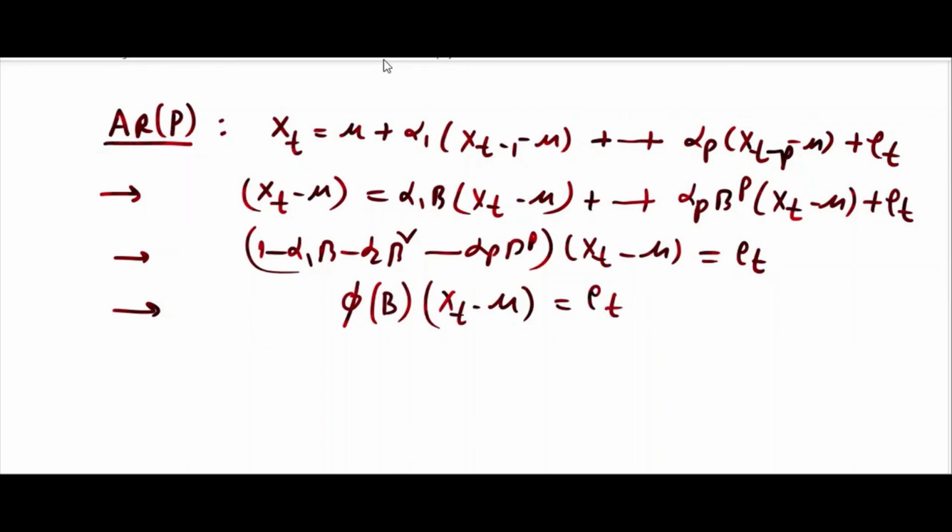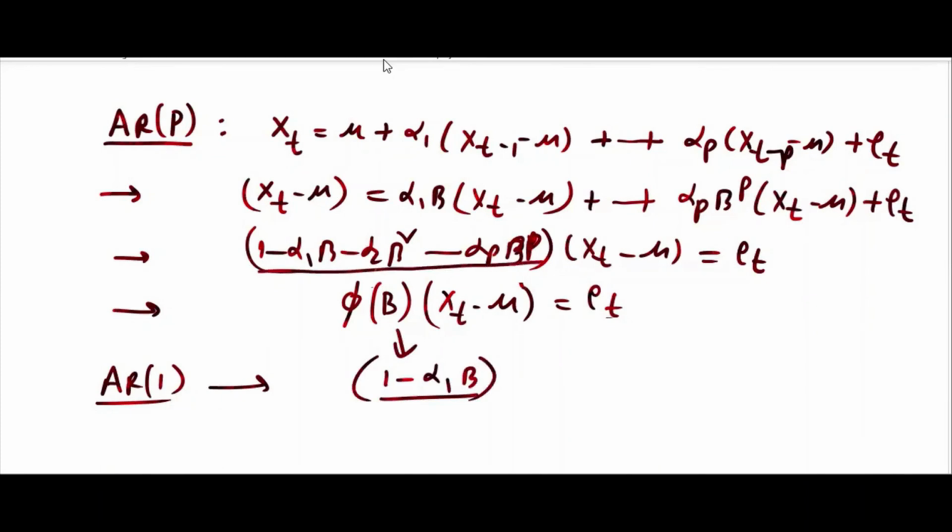Now if you consider AR1, then P will be 1 here. Okay, here P, if you put 1, phi b will be only 1 minus alpha b. You check this one, you put P equal to 1 for AR1. So it will be 1 minus alpha 1 b, or alpha b if you want, you can write, because there are no more alpha 2, alpha 3 here. Xt minus mu, that is equal to et.